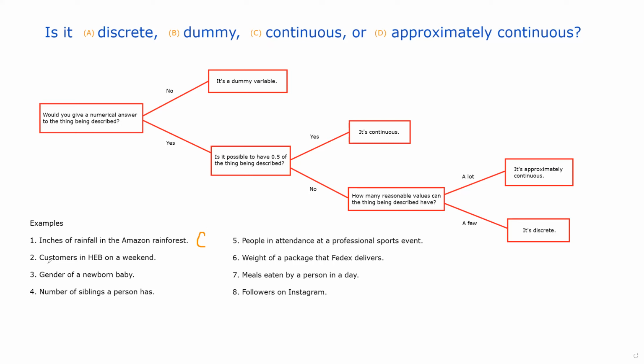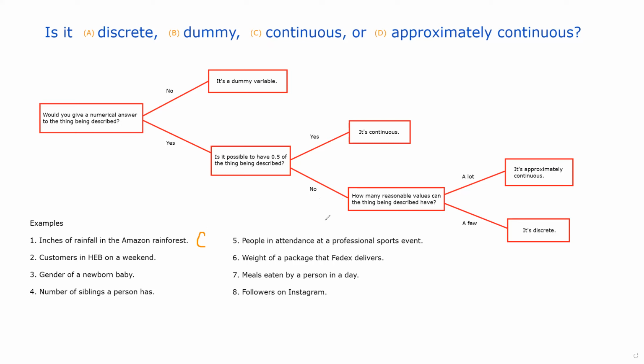Customers in HEB on a weekend. Would you describe that as being numerical? Yeah, of course. You can have 5 customers, 10 customers, 20 customers, and so on. Is it possible to have half of the thing being described? Can you have half a customer going to HEB? No, you cannot. So we're going to go down this branch here.